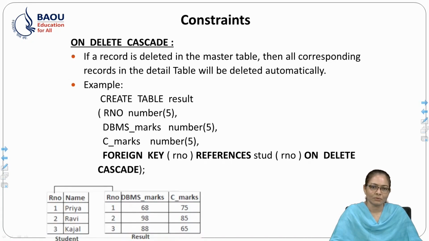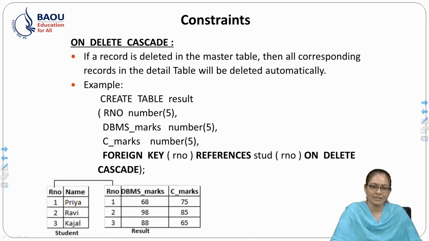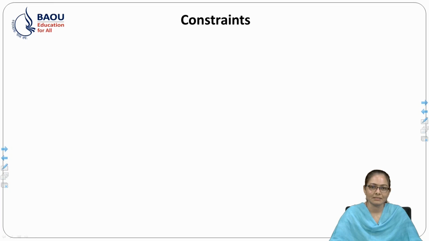Now here we see in the example, the roll number is related with the result table roll number. If we delete the record from the student table, then the record will be deleted from the result table automatically. See in the next, on delete set null.